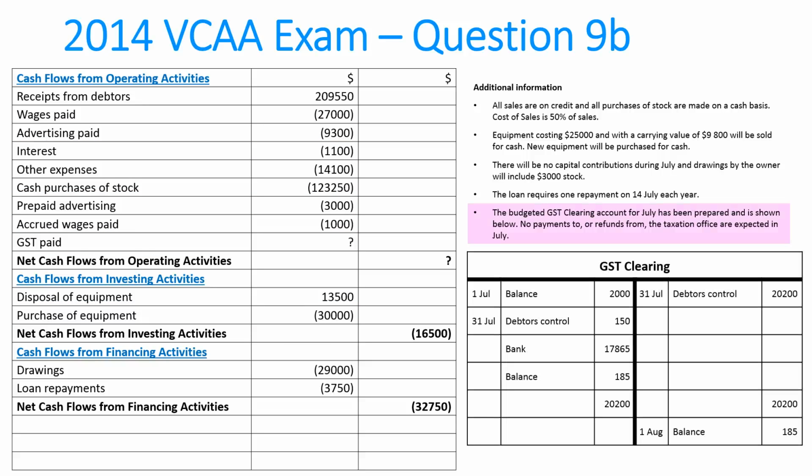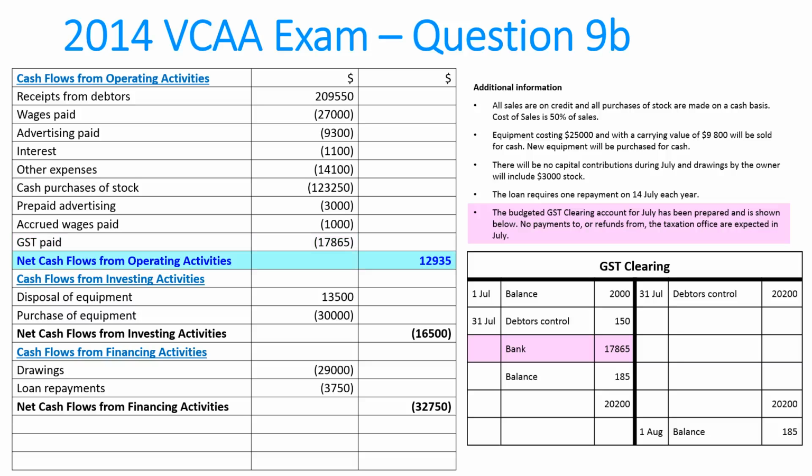There's actually a cheat, and the cheat is you're given the GST clearing account, and what I've got here is an amount paid. GST is a liability, so when it shows up as a debit, that means I've paid it. I've paid $17,865. Now, is that GST paid this month, or is it a GST settlement? Well, what it says up here in the additional info is no payments or refunds from the tax office are expected. So this amount here can't be a GST settlement. So that's just got to be the GST I've paid on the transactions this month. So I'm going to put that in as an outflow.